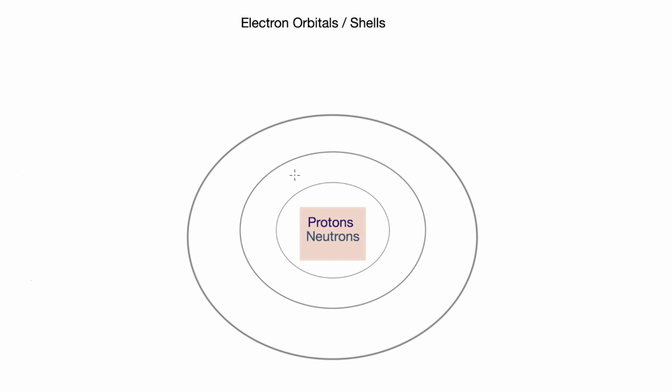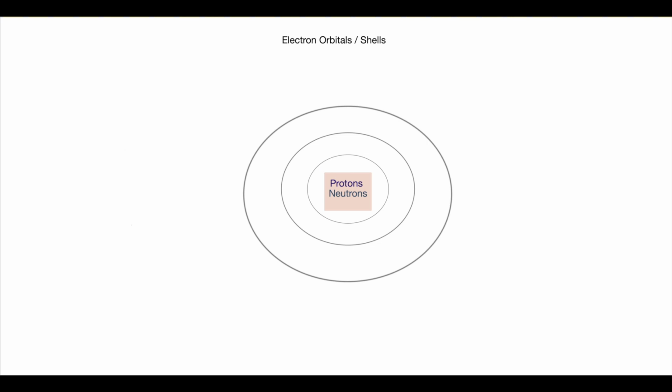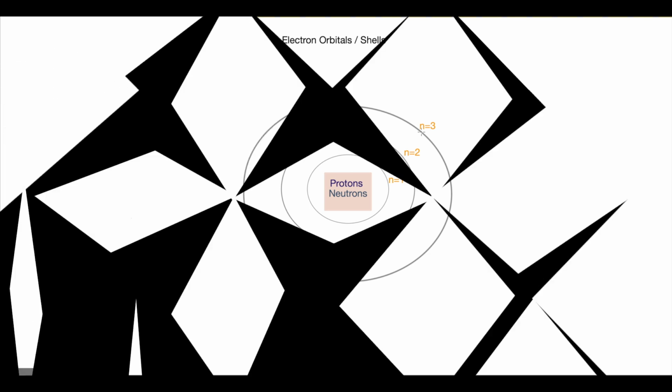Now each shell has a number as its name. Let's see them. The innermost shell, the one closest to the protons and the neutrons or the nucleus, we'll call electron shell number 1 or shell 1 to make it easier for us to remember. The second innermost shell right here is shell number 2. The third one is shell number 3. And if we had more shells, we'd go on 4, 5, 6.